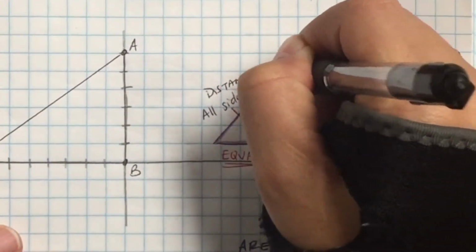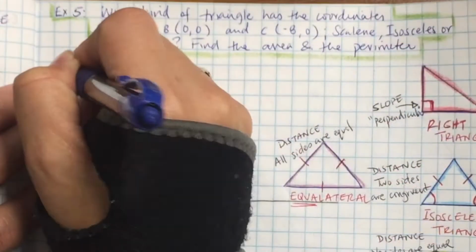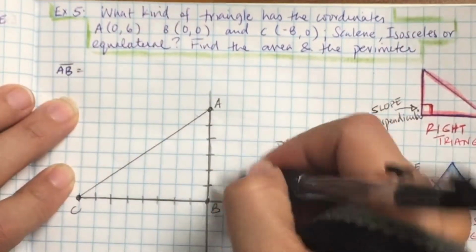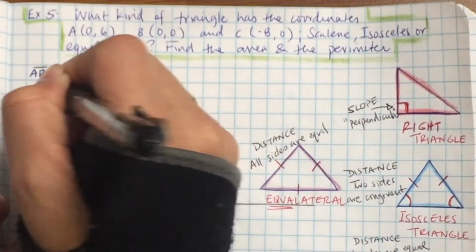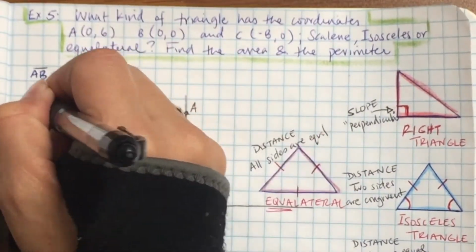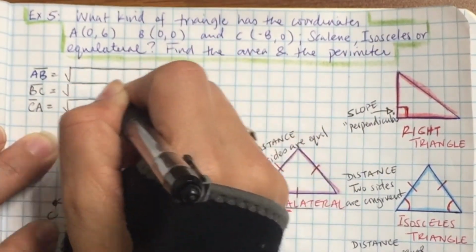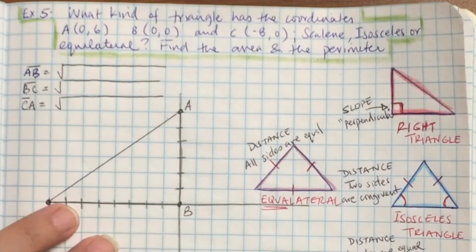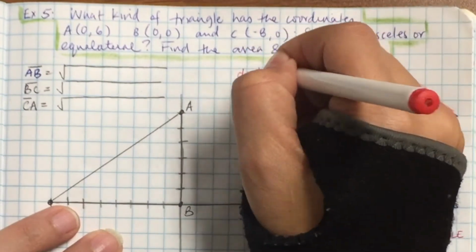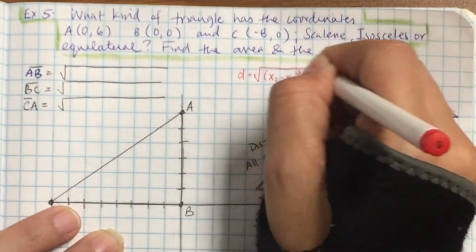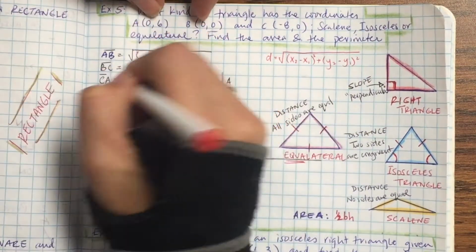Okay, so let's go ahead and answer this question. So I'm going to find the distance because it all has to do with distance. I want to find all the distances, AB, BC, and CA, or AC, same thing. Alright, so remember the distance formula. You can get that off your reference sheet, so just copy it down. And then all you're doing is plugging in the points.